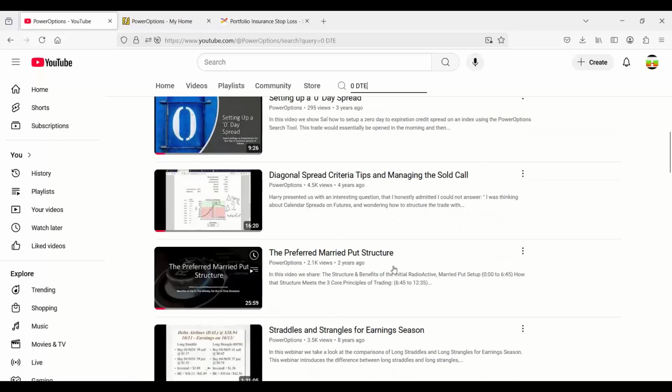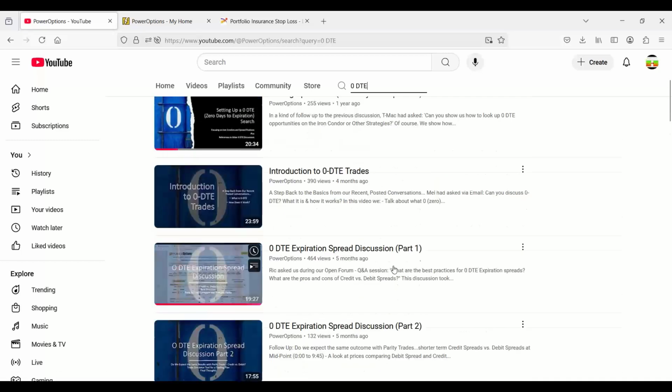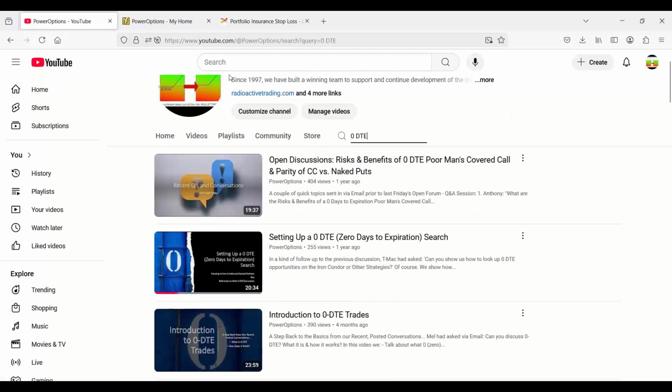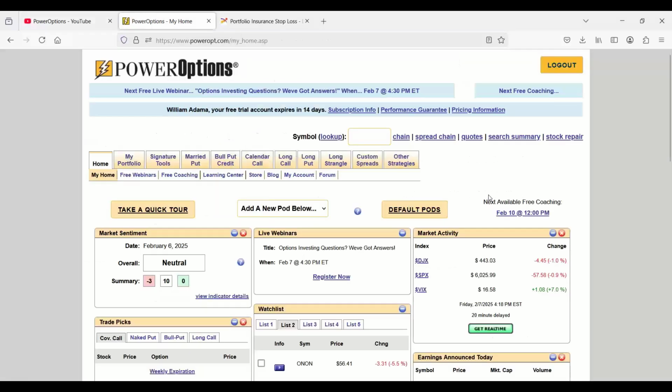I'm looking for the one that was just a little while ago and I'm not seeing it. Maybe I've passed it already. Oh yeah, 4 months ago, an introduction, but it went a little bit more in depth. Now, you may not be thinking specifically about the 0 day to expiration spreads, okay? What I mean by that, what are the 0 day to expiration spreads?